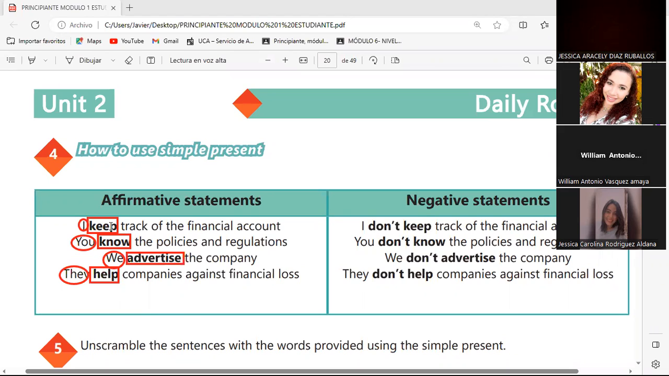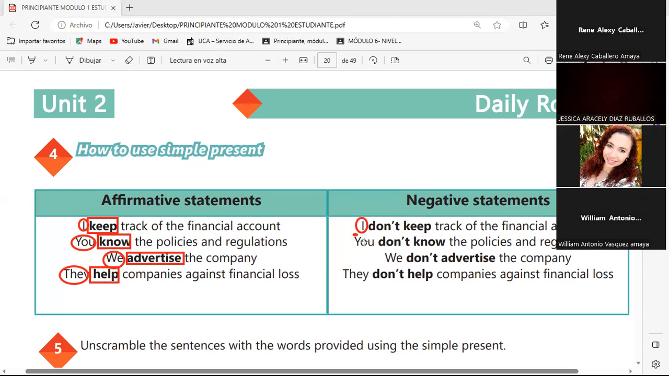Okay? Then in the negative statements, we use the auxiliary do plus the word not. I do not keep it, right? So in this case, it's a little bit more complex, right? So you say, for example, the subject is I, you, we, and they.